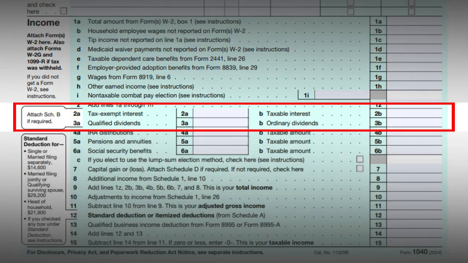Interest, dividends, and retirement income. Line 2A and 2B. Report tax-exempt and taxable interest means to report the interest income you earned in a given year on your tax return. There are 2 types of interest, tax-exempt and taxable. Line 3A and 3B. Report qualified and ordinary dividends refers to reporting the income you receive from dividends during the year. Dividends are payments made by corporations or mutual funds to their shareholders from profits.